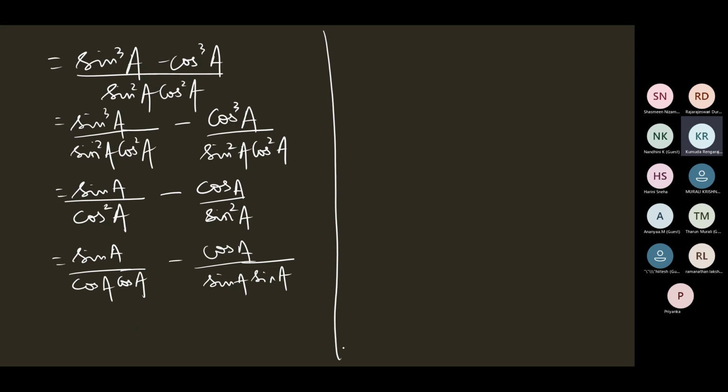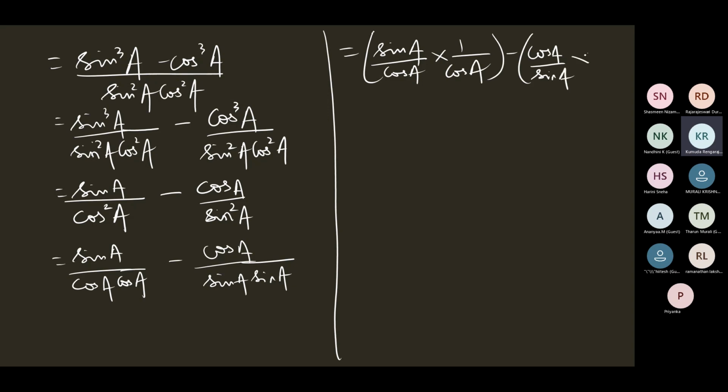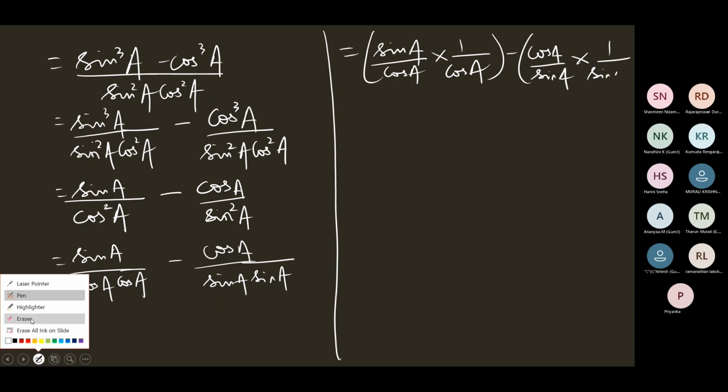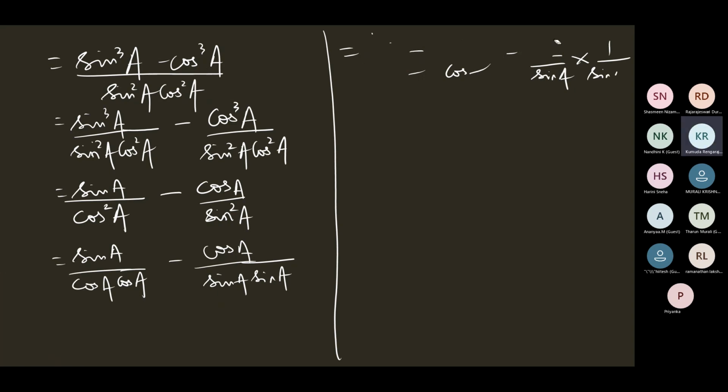So let's write it like this. So this is equal to, in the first one, we have sin A by cos A into 1 by cos A. Let me write it like this. Minus cos A by sin A into 1 by sin A. I'm just trying to write it neatly. One minute. Same thing. Sorry.